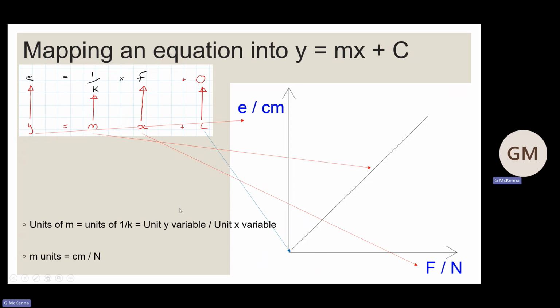The units of the gradient in this case equal the units of 1 over k, that's different to the previous example. And they're always again equal to the gradient. Units are always the unit for your y variable, centimeters, divided by the units of your x variable, which in this case is newtons. And so the units for your gradient are going to be centimeters divided by newtons. And again, you can pause the screen and put those notes into your notebook as well.